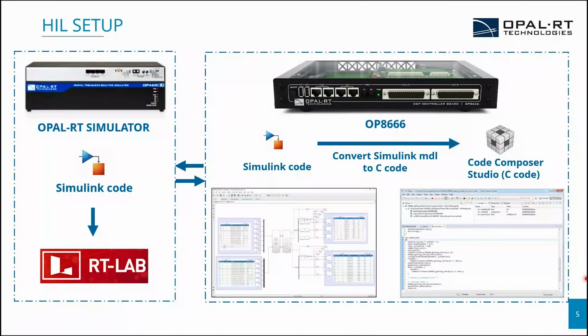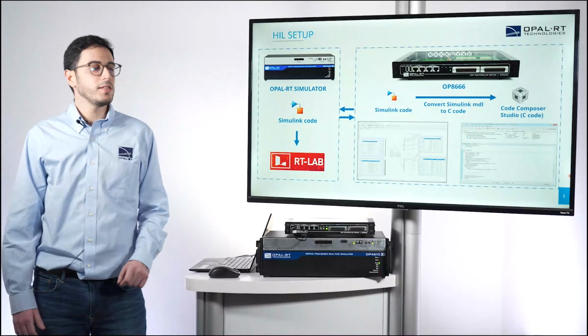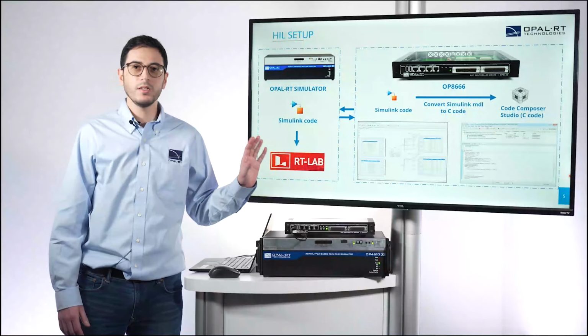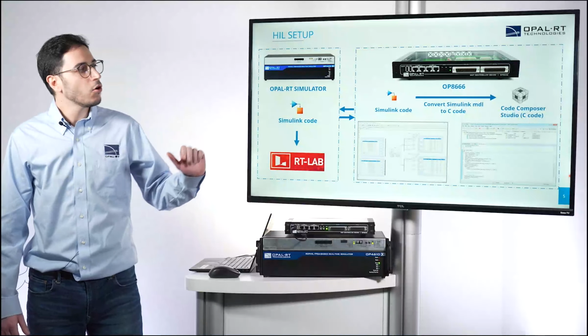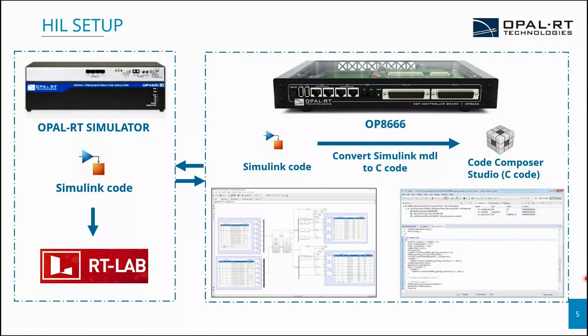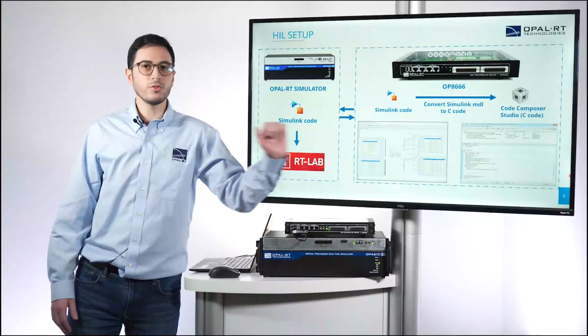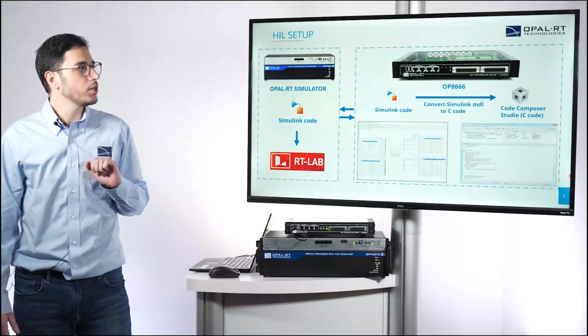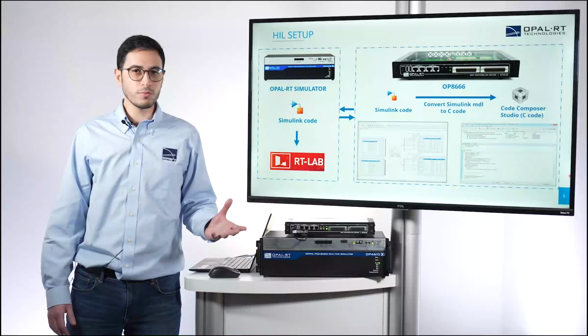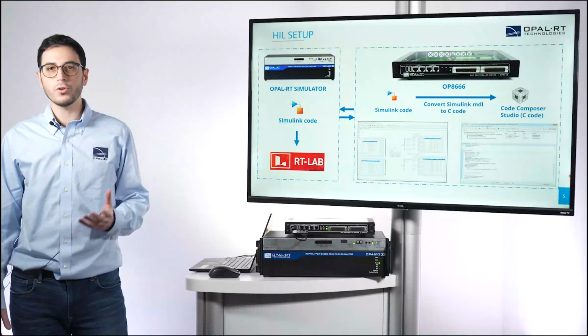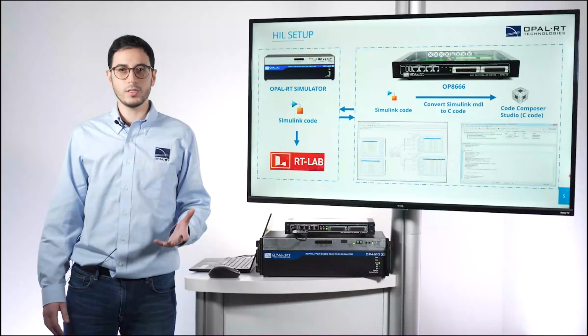So first we have the OP4610XG platform, where the plant model, which is the OBC circuit, is being simulated in real time. Then we have the OP8666 controller, in which the control algorithm is being performed. So during the real-time simulation, measurements are sent from the plant model to the controller using the I/O interface of the real-time simulator. Then control is performed and PWM generation occurs at the right frequency and duty cycle.